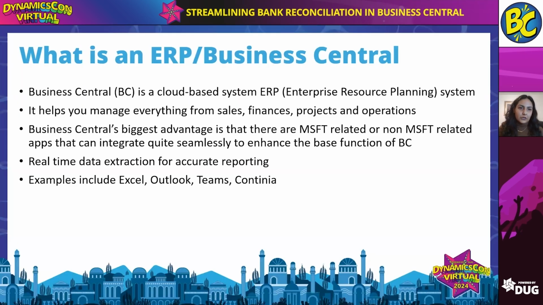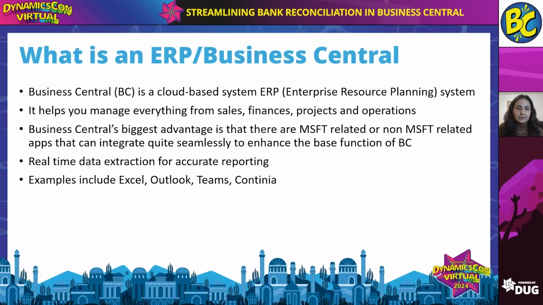So let's start off with what is an ERP/Business Central. These two words, the reason why there is a slash there is because they can be interchangeable in a way. That is because Business Central is an ERP system. And what does that even mean, right? It means that it's an enterprise resource planning system that allows you to manage multiple processes in your business. So it doesn't just focus on one type of process. You can manage sales, finances, projects, and operations. It's kind of a big overview of start to finish for your business.